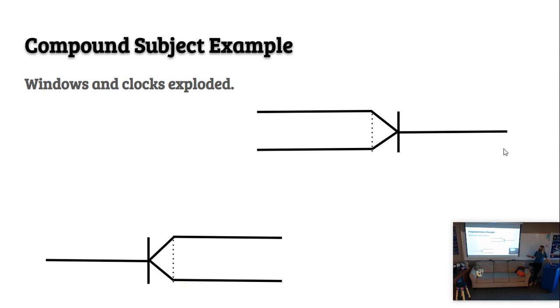Let's try some practice. Let's look at this first example. It goes with this first diagram. Windows and clocks exploded. So the first thing that I want us to do is figure out where are our subjects and where are our verbs. I actually want you guys to label this sentence before you even diagram it. So in this sentence, I want you to put an S over your subject and a V over your verb. Go ahead and do that now. S over the subject, V over the verb. And obviously, if you have more than one, then you're going to have 2 S's or 2 V's or whatever.